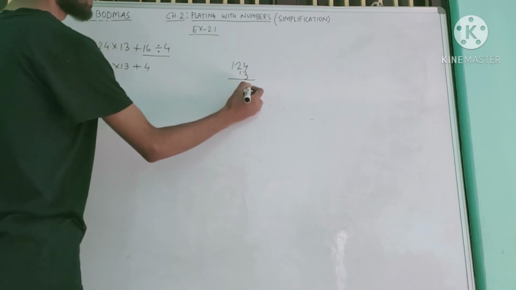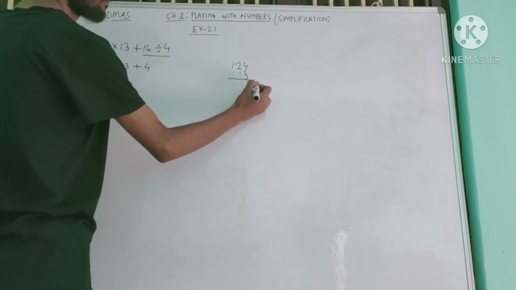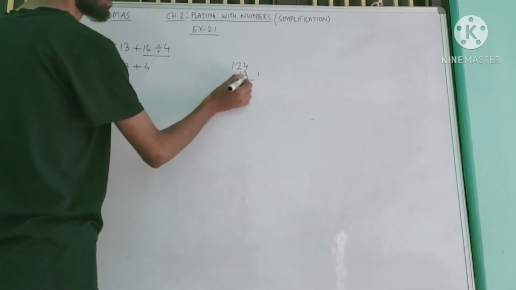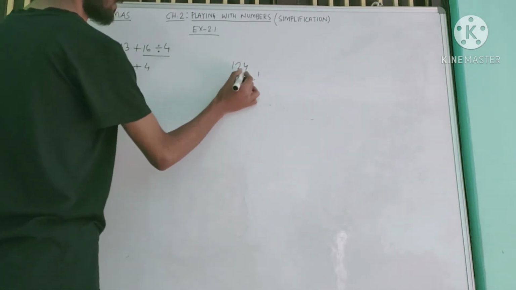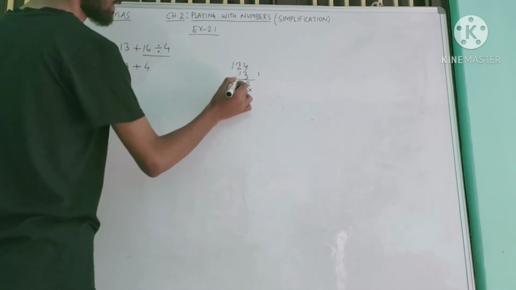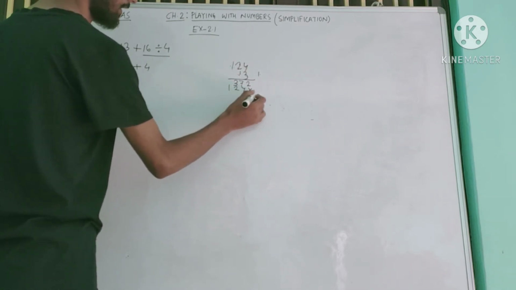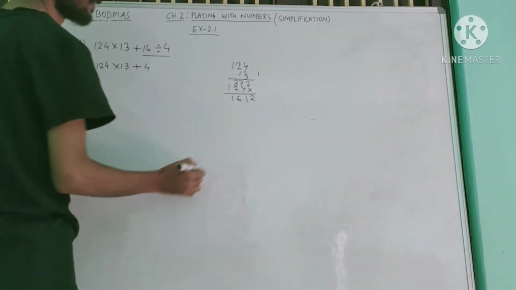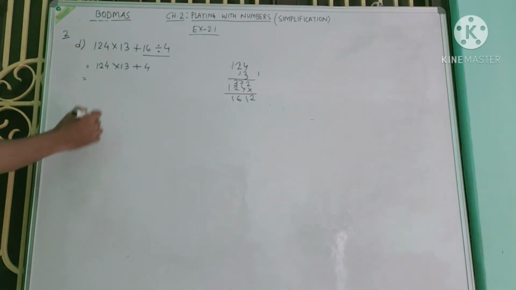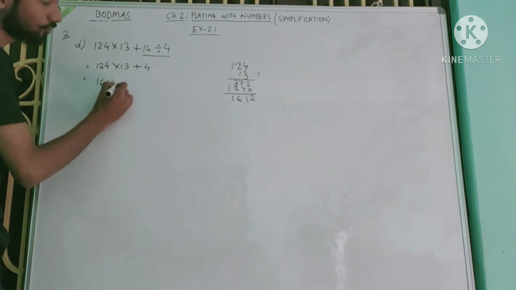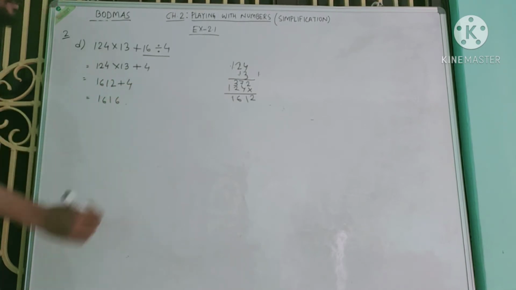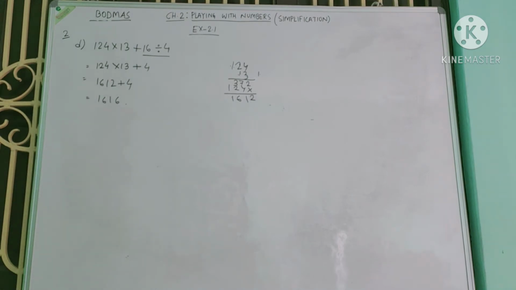So we will multiply 124 into 13. That means 3 4s are 12, 1 is here. 2 3s are 6 plus 1 is 7. 3 1s are 3. 4 1s are 4. 2 1s are 2. 1 1s are 1. So the total, 1612 plus 4, that means 1616. Very easy.